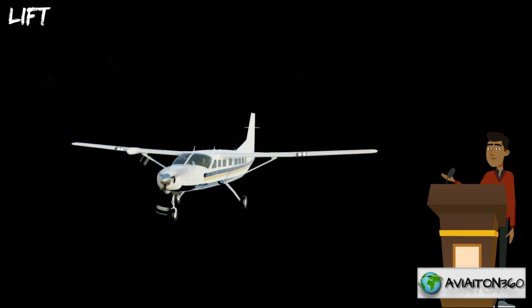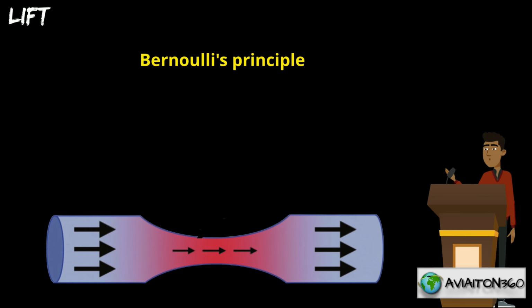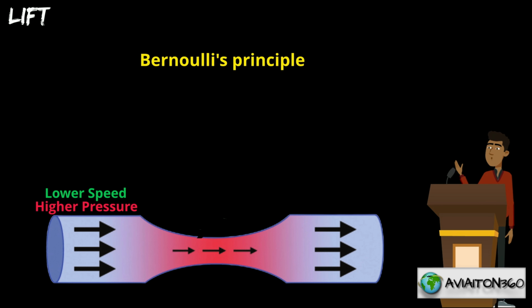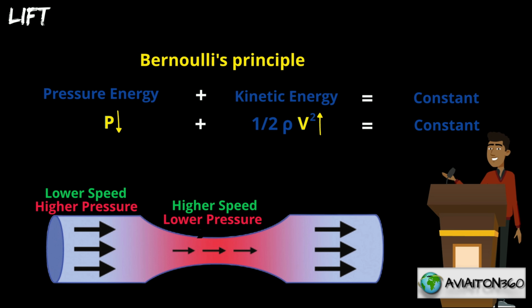Lift. In order to understand how an aircraft generates lift, we must first understand Bernoulli's principle. It states that, in the steady flow of an ideal fluid, the sum of pressure energy and the kinetic energy remains constant. In simple words, if the velocity of a certain fluid increases by a factor, then its pressure decreases by the same factor so that the total energy of the fluid is constant.